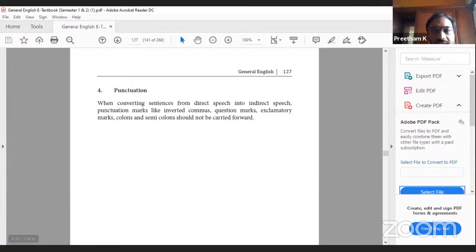Punctuations. When converting sentences from direct speech into indirect speech, punctuation marks like inverted commas, question marks, exclamatory marks, colons, semicolons should not be carried forward. This is very much important. We should not carry it forward. It will be in the normal full stop.